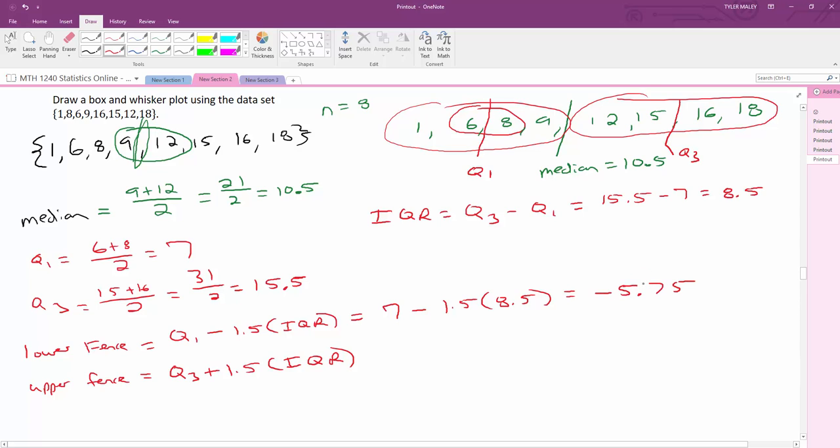Right? So just looking at this lower fence and my minimum value, which is 1, we don't have any outliers, right? We don't have anything to the left of negative 5.75. So at least towards the low end, there are no outliers, right?